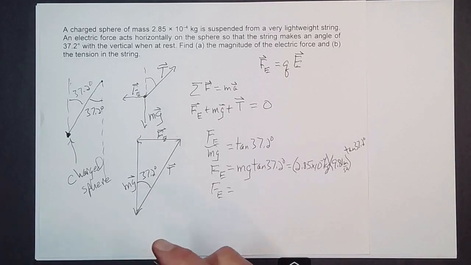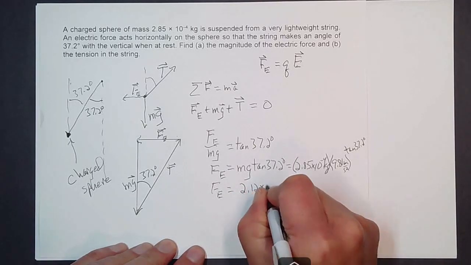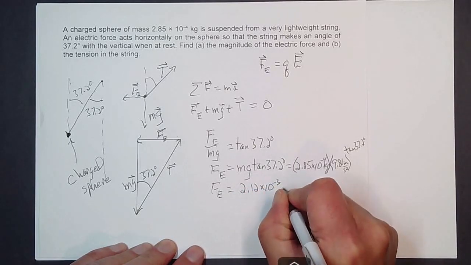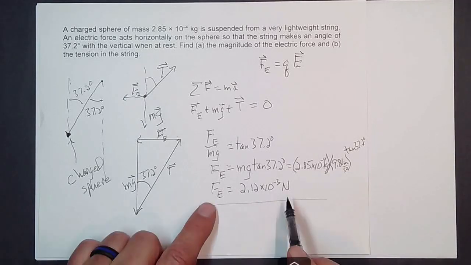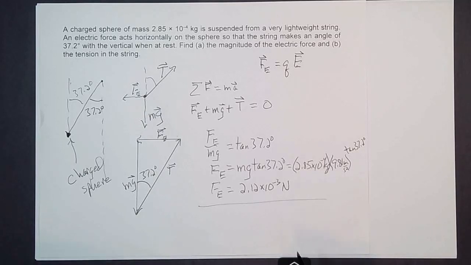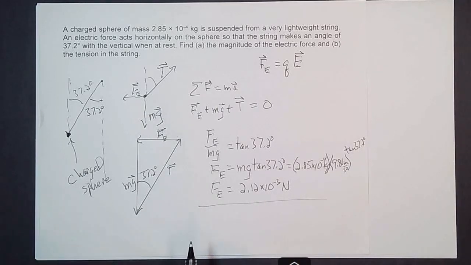Okay, I get about 2.12 times 10 to the minus 3rd newtons. So, not much. Okay, but that's a reasonable thing. Actually, if we were looking at a single electron and considering a force on it, we'd end up with numbers much smaller than this. Okay, the second thing asks the magnitude of the tension in the string.